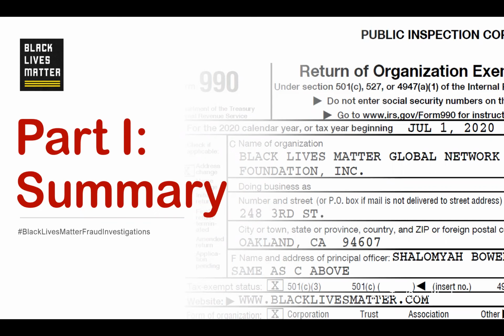I'm continuing with the series in which I am examining the 2020 Form 990 information return for the Black Lives Matter Global Network Foundation, Incorporated. I am examining each section of the Form 990, one section at a time. In this section, we're going to talk about Part 1, the summary. So let's do this.